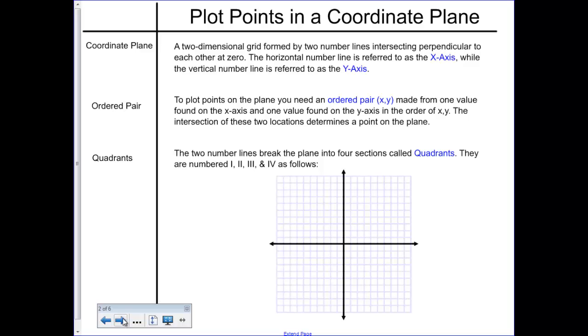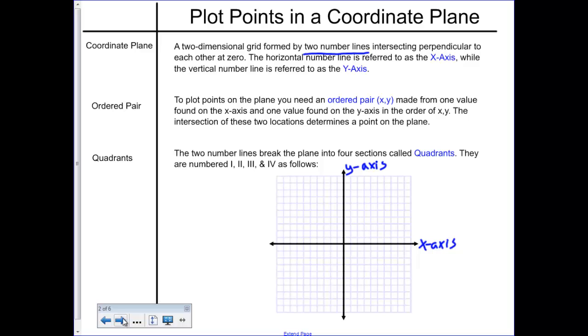First thing I want to talk about is what is a coordinate plane. It's simply a two-dimensional grid formed by two number lines. They intersect perpendicular to each other at 0. The horizontal number line is referred to as the x-axis. So if you look at the graph down here at the bottom, the horizontal line is referred to as the x-axis. And the vertical number line is referred to as the y-axis. The vertical one would be here. And the midpoint right here where they intersect is 0 for both number lines, the x and the y.